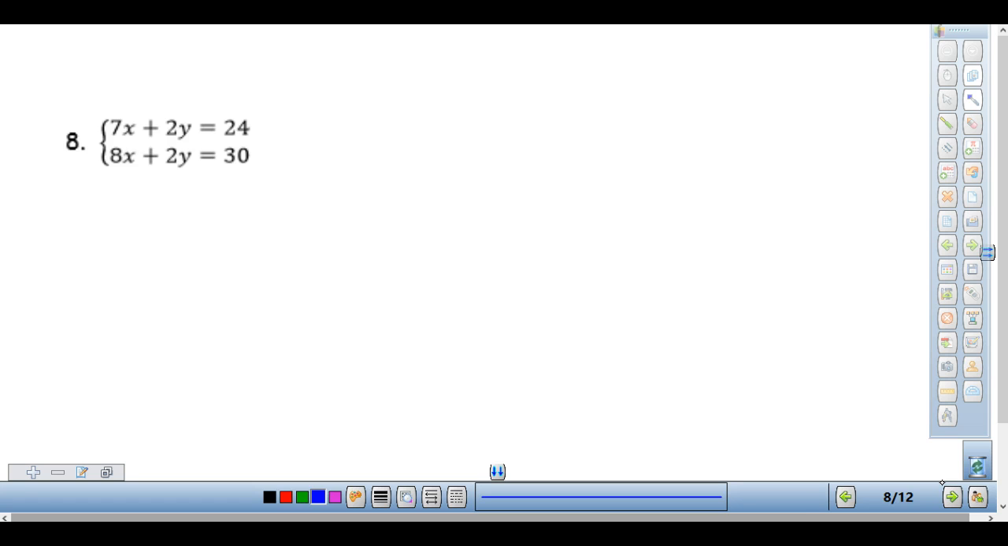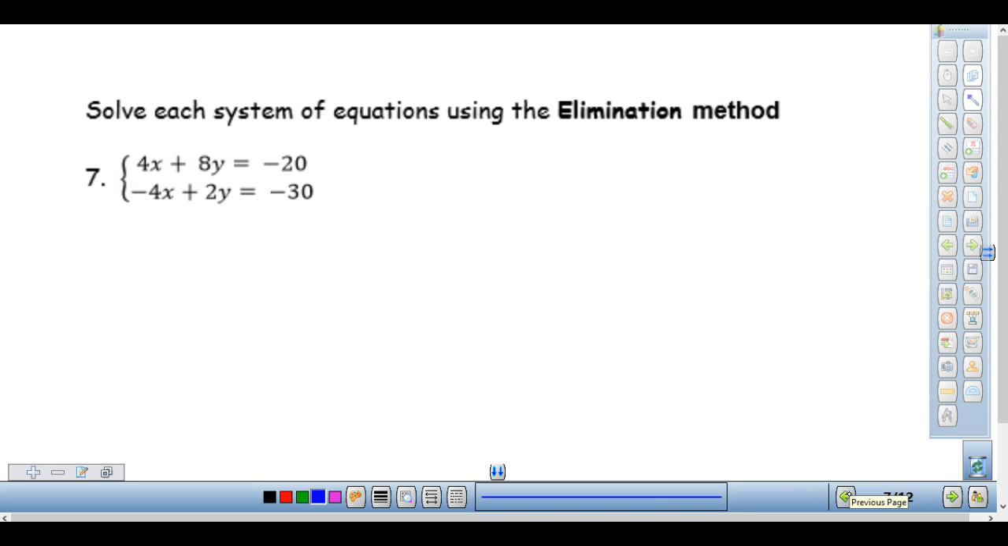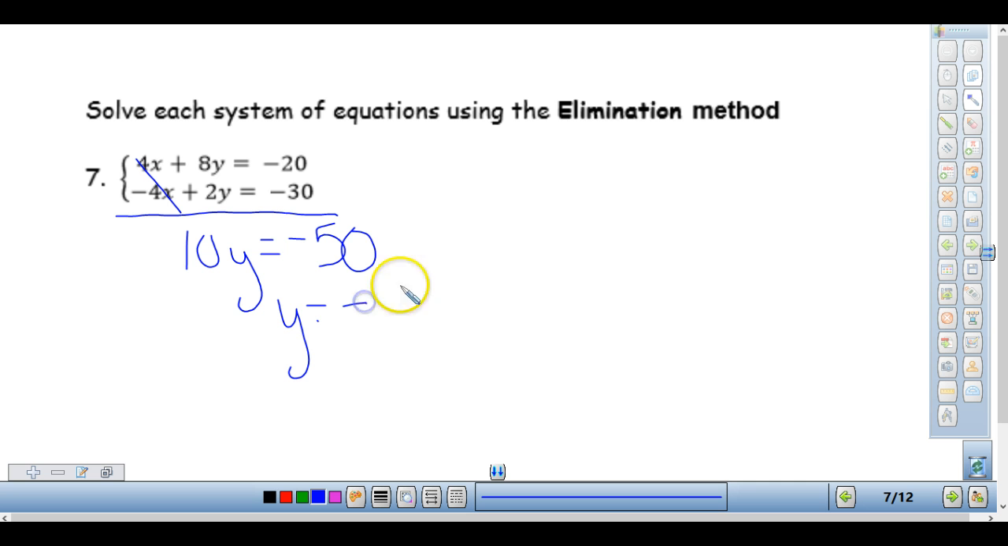And number 7. Okay, number 7, we've already got our x's going to cancel out right away. So we get 10y equals negative 50. Divide by our 10. Y is going to give us negative 5.